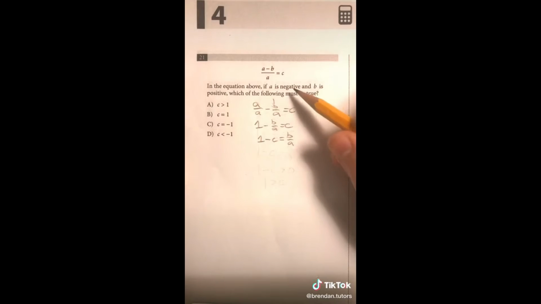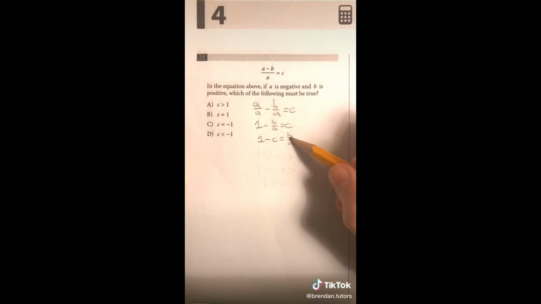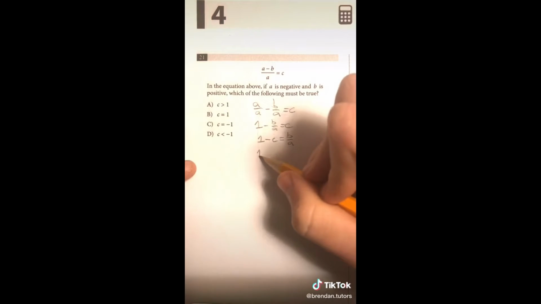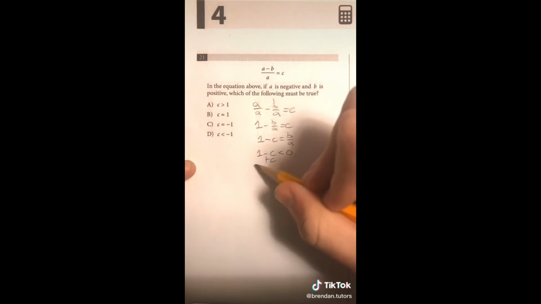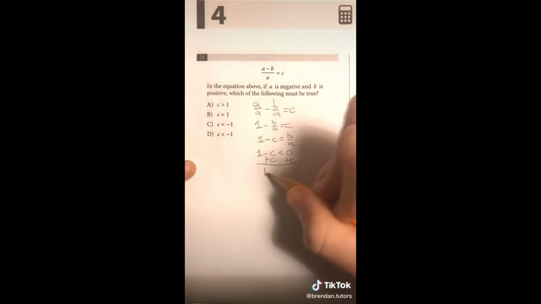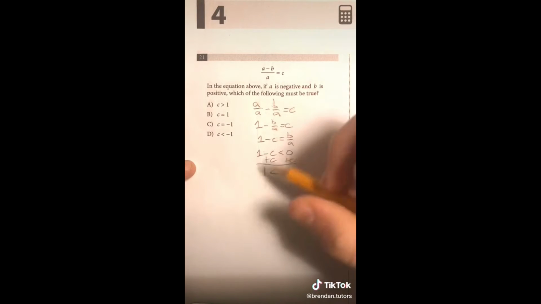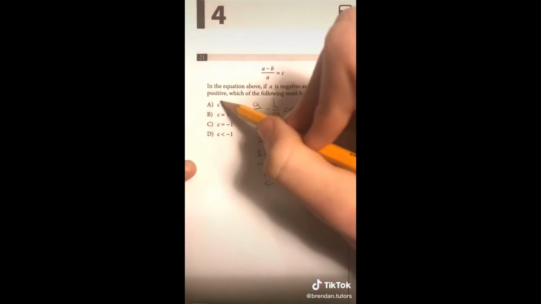And now we know that A is negative and B is positive. So a positive divided by a negative is just going to be a negative. So 1 minus C is equal to a negative, which means that it's going to be less than 0. And if you just add C to both sides, you have 1 is less than C, or C is greater than 1, which matches answer choice A.